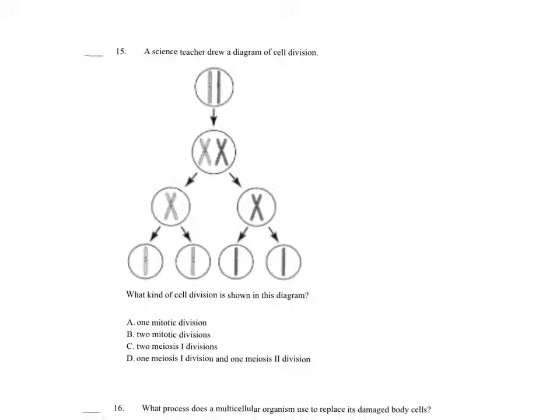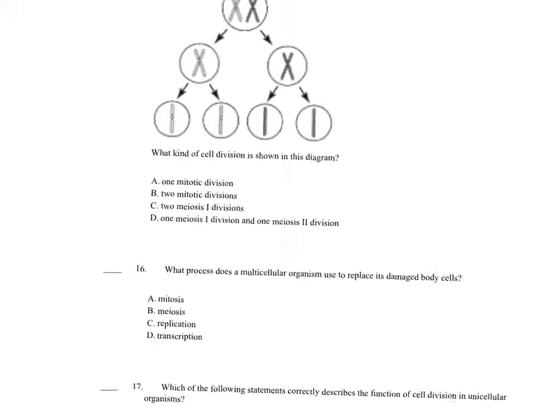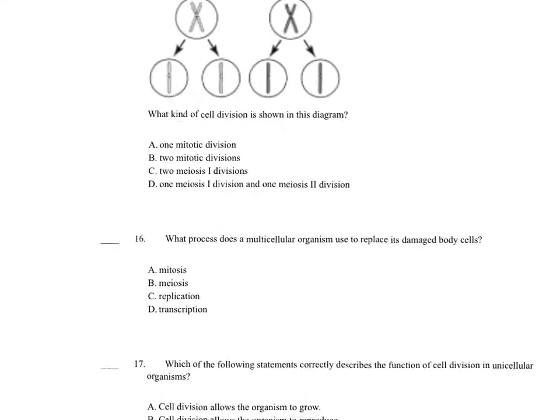Number 15. A science teacher drew a diagram of cell division. There it is. Do you notice something? Here are 2 chromosomes. You make copies. There are your homologous, right? There are sister chromatids, 2 chromosomes, sister chromatids. You separate them, and there's 1 chromosome in each for each of the 2, right? These are pairs, right? This is a chromosome 1. This is also chromosome 1. This would be the case for all 23 chromosomes. What kind of cell division is shown in this diagram? Quickly.